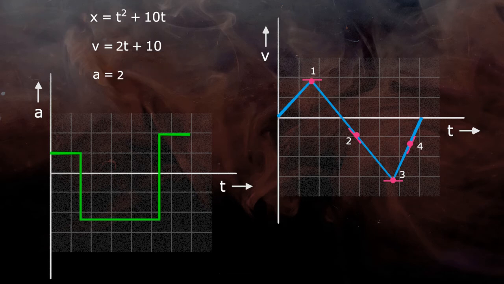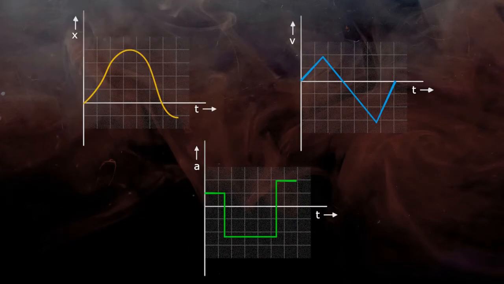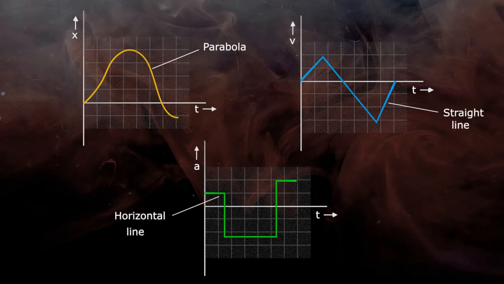Here you can observe that differentiation reduces the polynomial by 1 degree. Suppose the xt graph is a second degree curve, that is a parabola, then the vt graph will be a first degree curve, that is a straight line, and the at graph will be a horizontal line, that is a 0 degree curve.